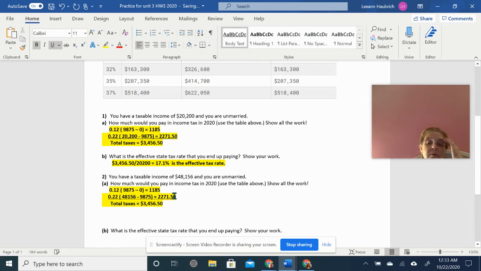Okay, so now when I do this bottom piece here, I'm going to remove the number that's in there, and the 22% for the bottom is going to be 0.22 times the total amount of 48,156 minus the lower bracket, which was 9,875. And the tax here is definitely higher than it was before, $8,421.82.